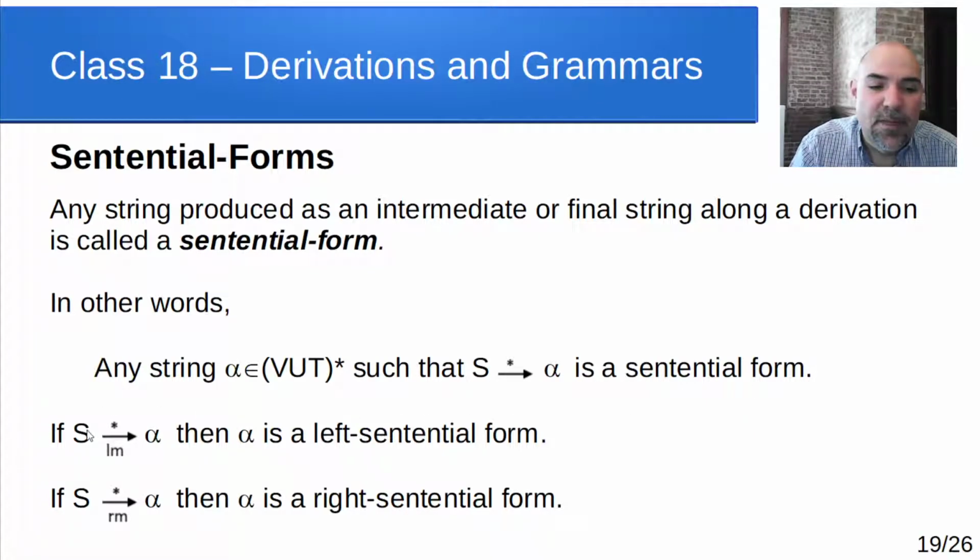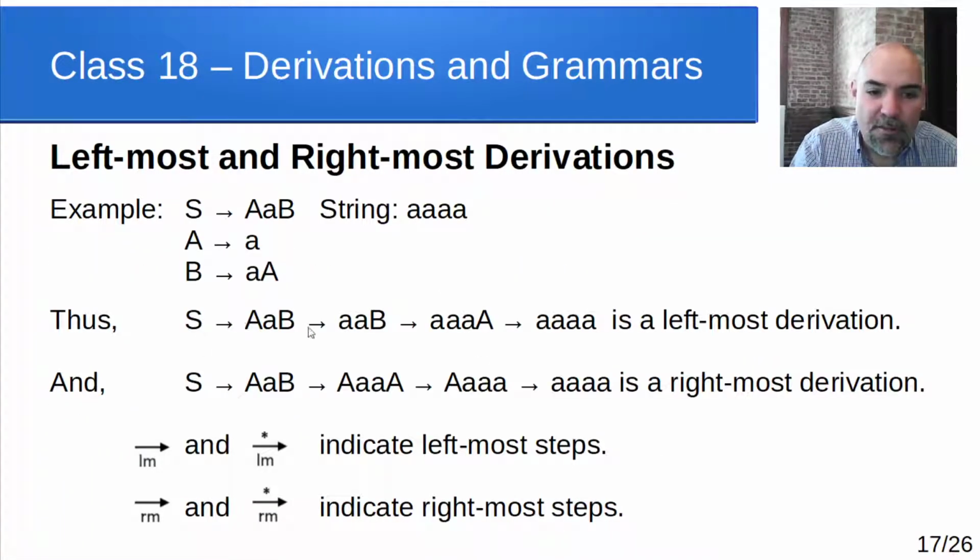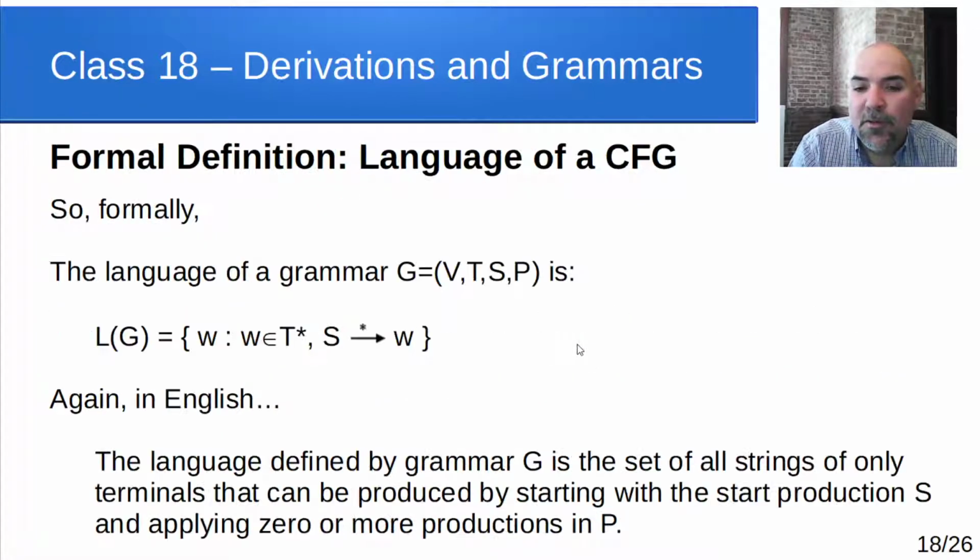So if we only use leftmost applications of productions, so leftmost steps along a derivation, then alpha is called a left sentential form. If we only use rightmost applications of productions or steps along a derivation, then alpha is considered a right sentential form. So going back a couple pages here, these are all left sentential forms. These are all right sentential forms. And just because some of them overlap, like A and S, those appear in both of these, that means that those are both a left and a right sentential form.